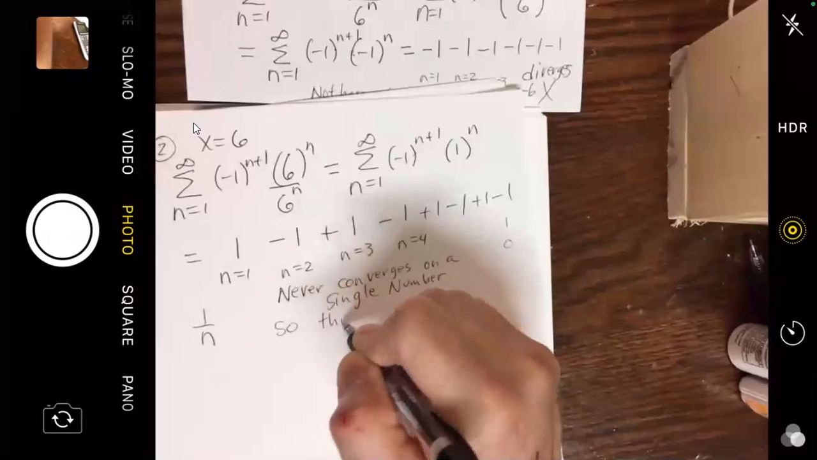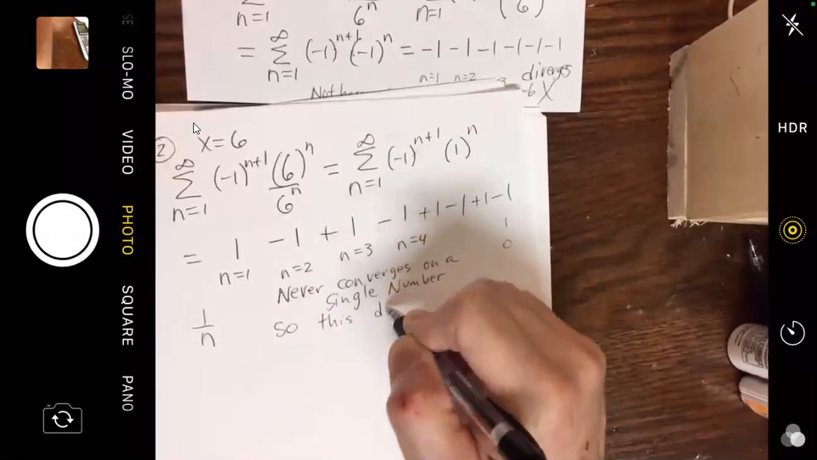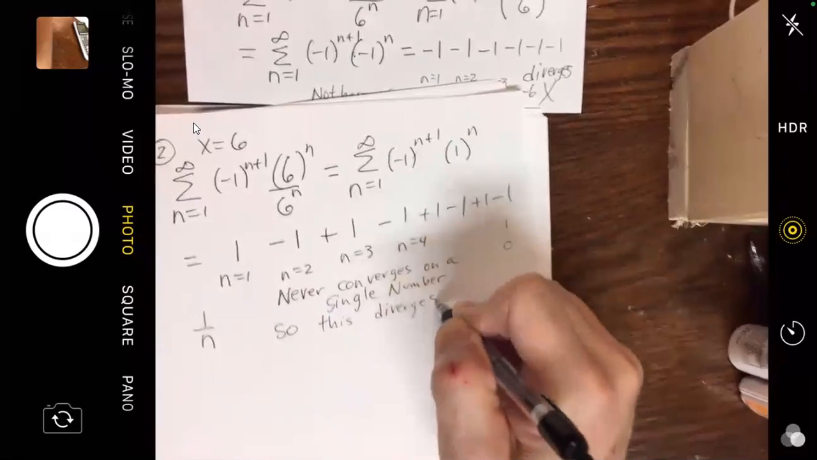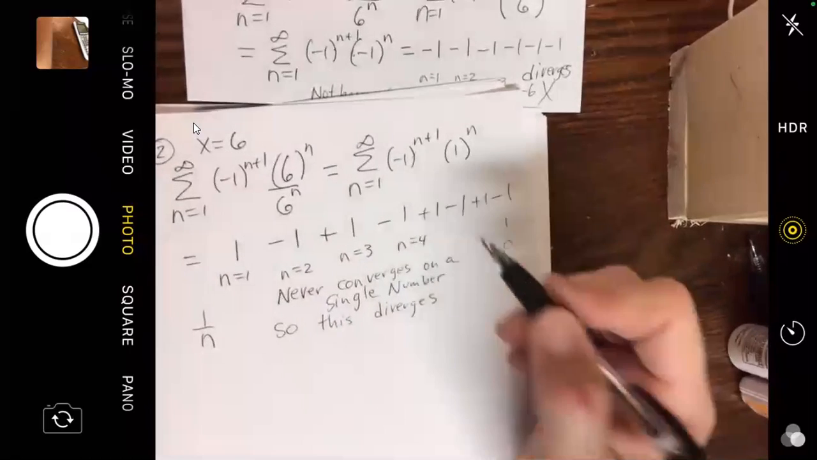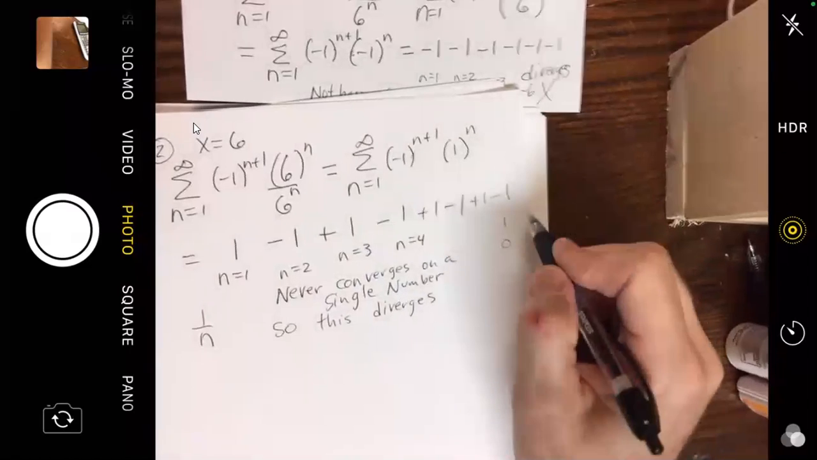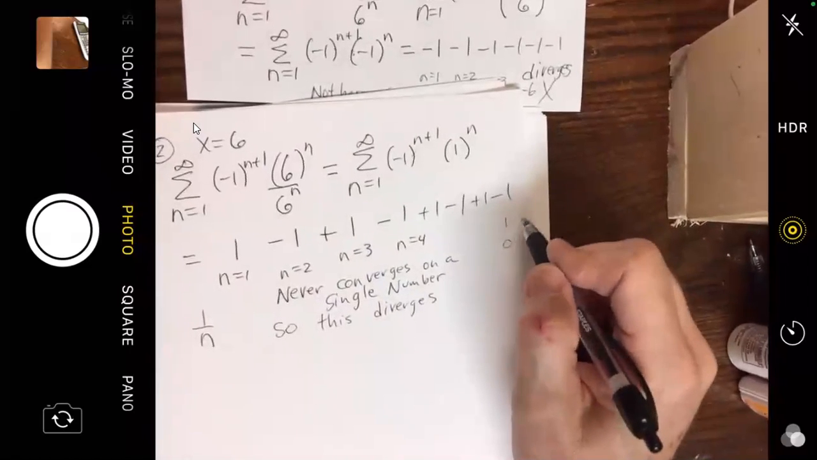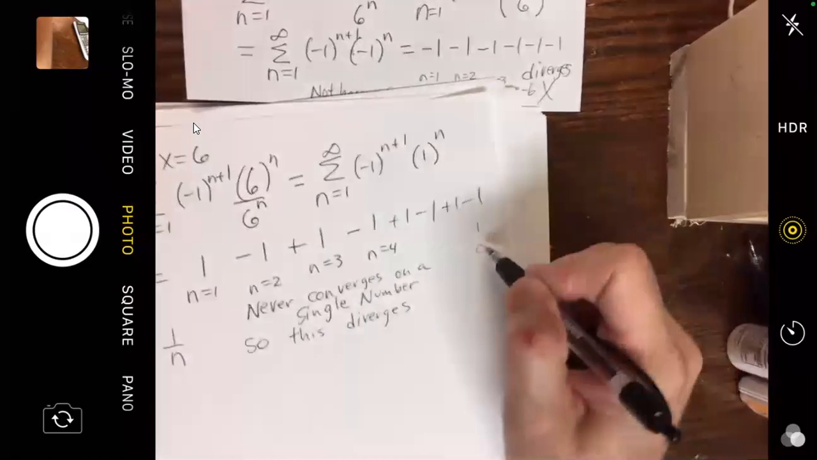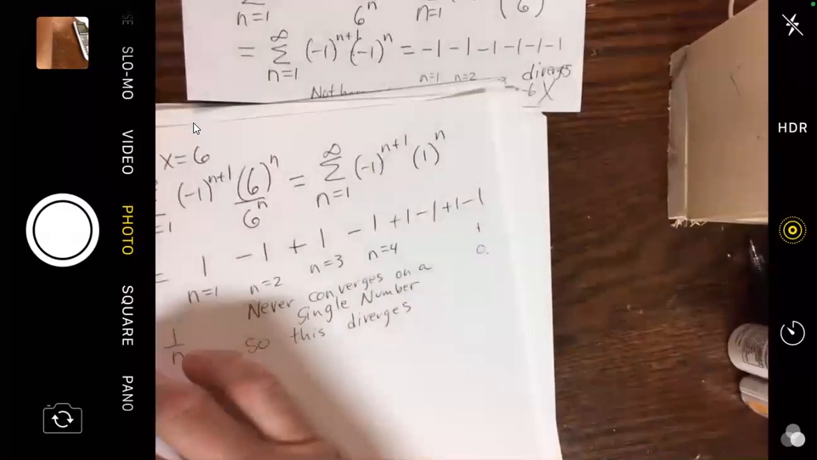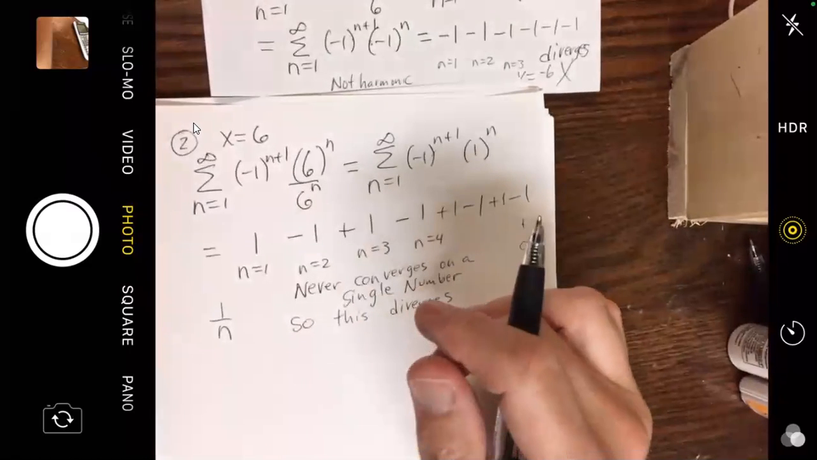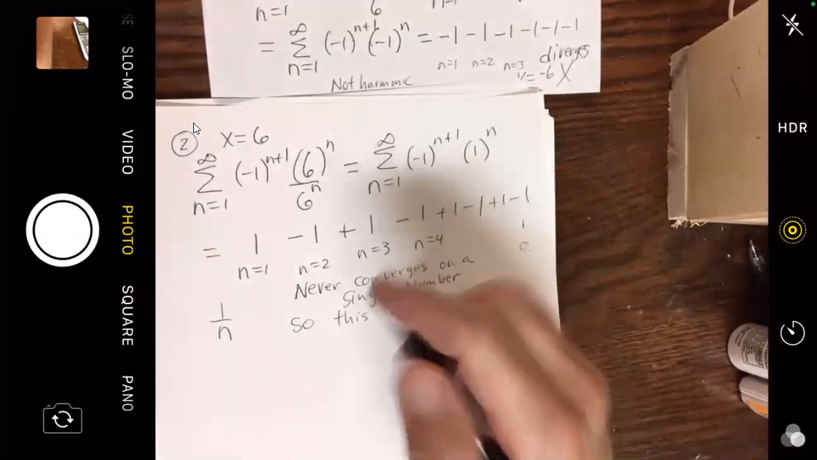So this diverges. In effect, it bobs up and down between 1 and 0 if you summed it up. Depending on where you stop the sum, you might get a 1. If you stop at some other place, everything might cancel, you get a 0. The sum is bobbing between 1 and 0. And so this diverges.